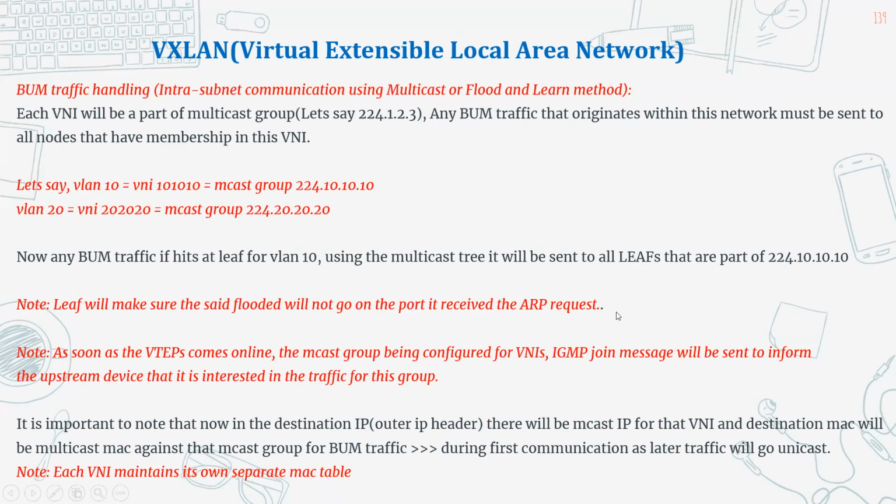In the last point, I mentioned that in the destination IP, or the outer IP header, there will be the multicast IP address of the VNI, and the destination MAC in the outer layer 2 header will be the multicast MAC address that is derived from the multicast IP. All this will happen during the first communication, because later the traffic will go unicast. It is pretty straightforward, right? Each VNI maintains its own separate MAC table. We have seen this in our previous videos, wherein we can check this using commands like show mac address table and then the VNI number, right?